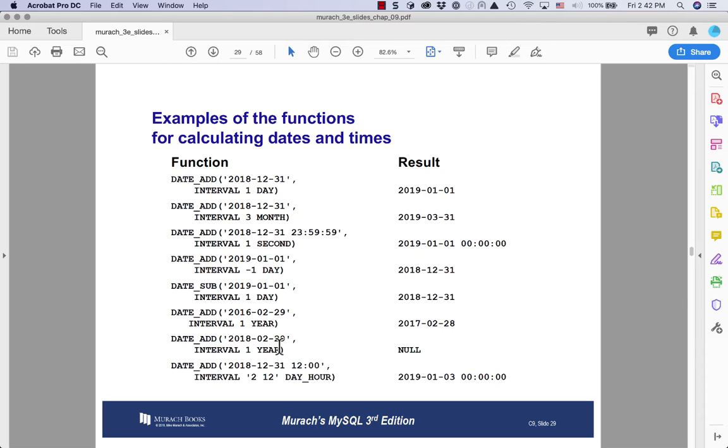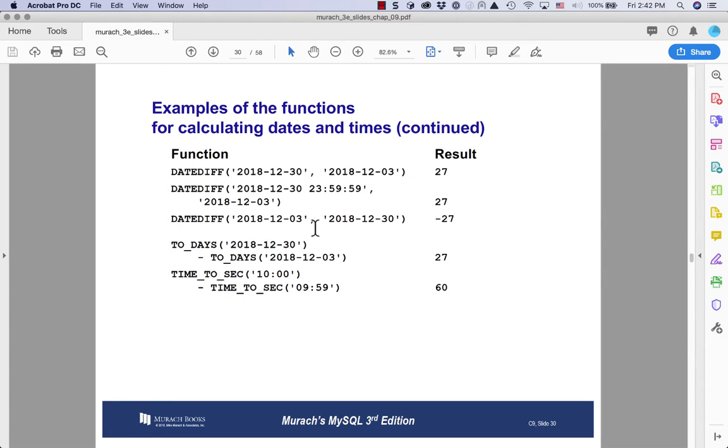Now, here's a situation where we're trying to add an interval of 1 year to an invalid date. 2018-02-29 is an invalid date, so it just gives us a crummy answer, null. And here we're adding a day hour, so we're adding 2 days and 12 hours. Okay, so lots of possibilities here.